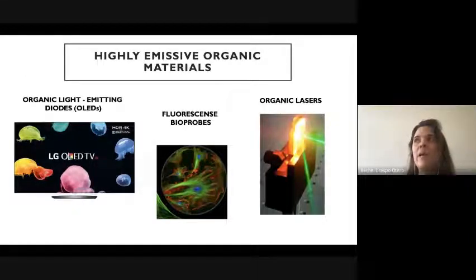Our motivation to look at these particular problems comes from the many applications that highly emissive materials have. We can think about some cases like organic diodes, OLEDs for example, fluorescent bioprobes, or organic lasers, in particular organic lasers made of aromatic compounds. For any of these applications, you need to be able to design and optimize molecular systems that are highly emissive.